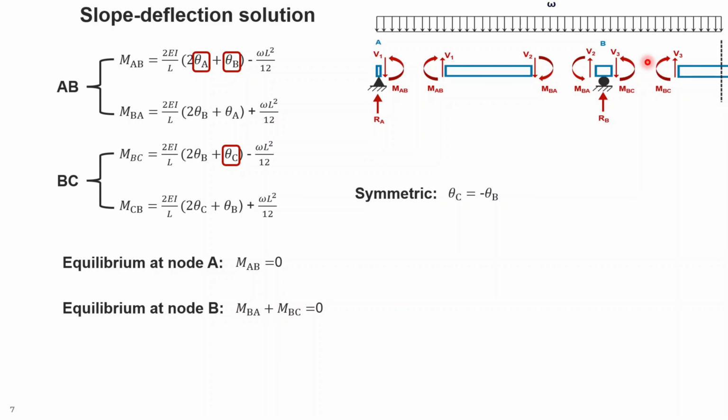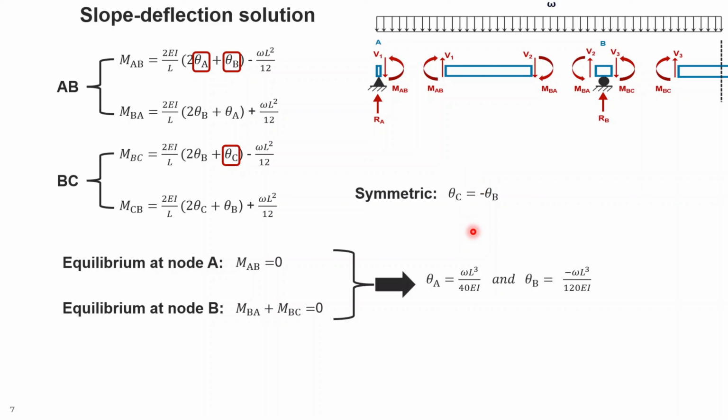And at node B, which is here, in this section, you should write summation of M should be 0. You have two M's here, MBA and MBC. So the summation of MBA and MBC should be 0. So you have two equations from equilibrium and four equations from the slope deflection here. All together, you have theta A, B, C as unknowns, and you have these two equations and this equation here.